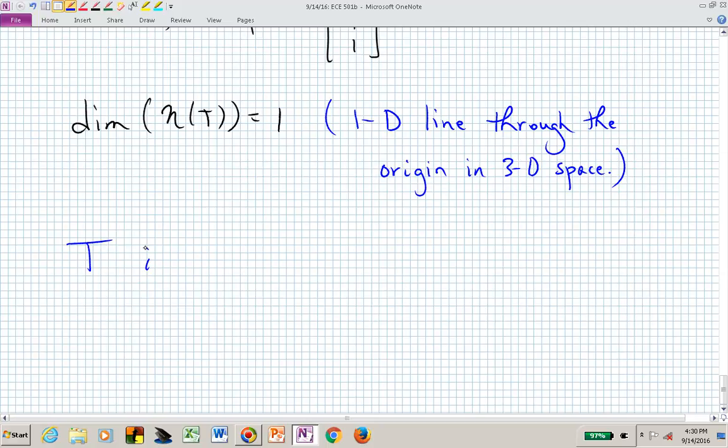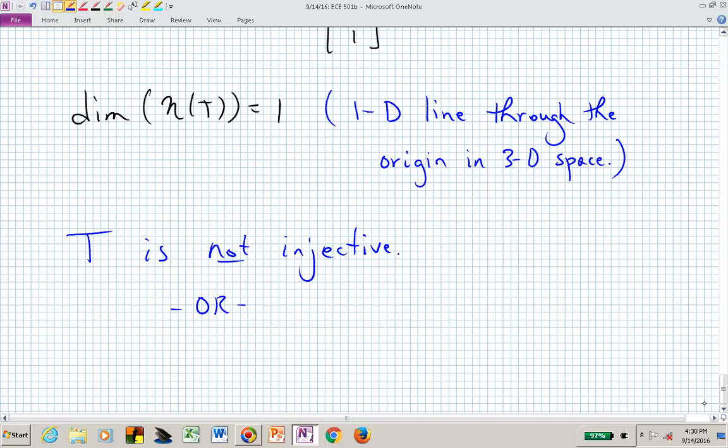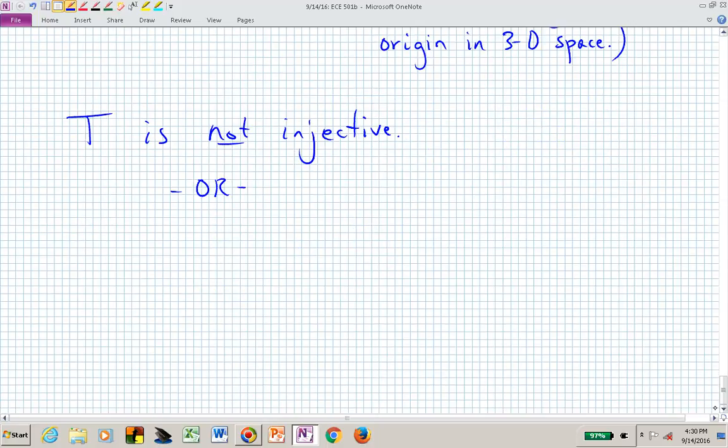Or T is not injective, or another way of saying that is our null space is non-trivial.